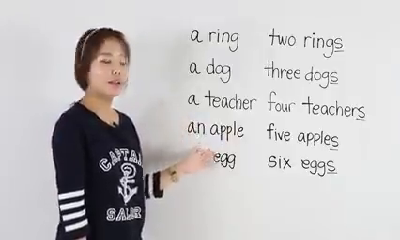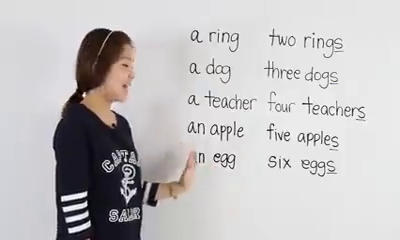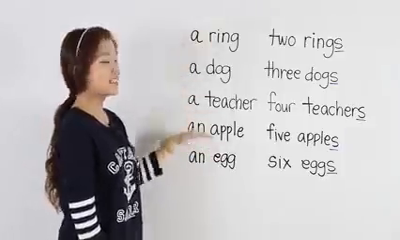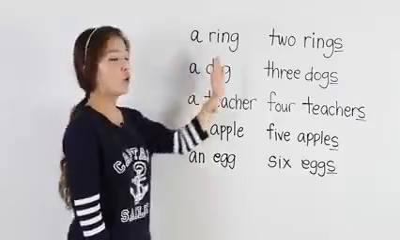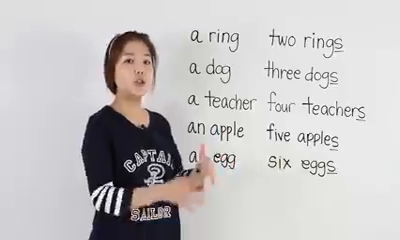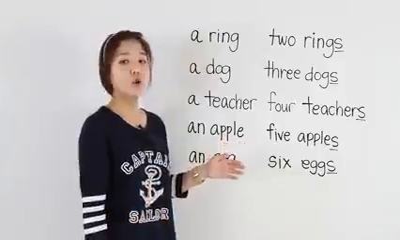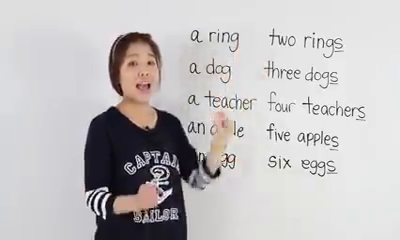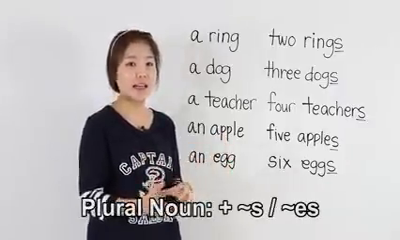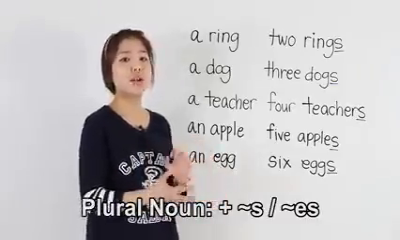An apple. One apple. An egg. One egg. So again, one noun is singular. Okay, now over here we have plural nouns. Plural means more than one, 2, 3, 4, and so on. So many, okay? So when we have a plural noun, don't forget, we have to put S or ES.